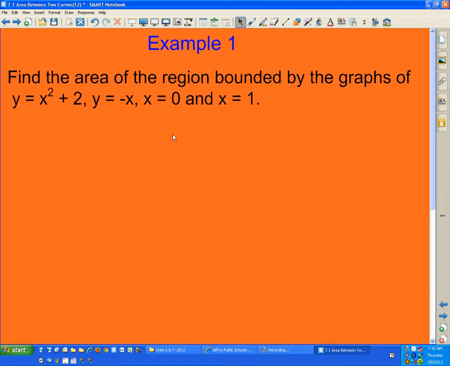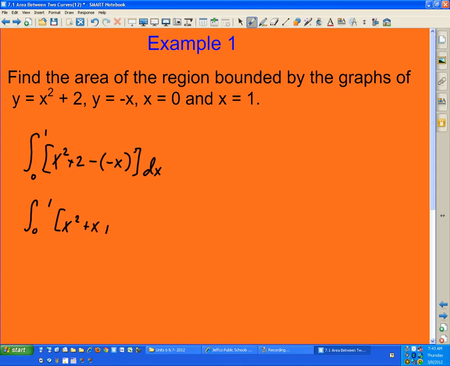All right, so I would set up an integral that says I'm going from 0 to 1, and I know that x squared plus 2 is the top curve and negative x is the lower curve just by looking at the graphs. So I'm going to say x squared plus 2 and subtract away the lower curve, and that whole thing would be integrated with respect to x. I can simplify this and make my life a little easier, and that gives me x squared plus x plus 2 dx.